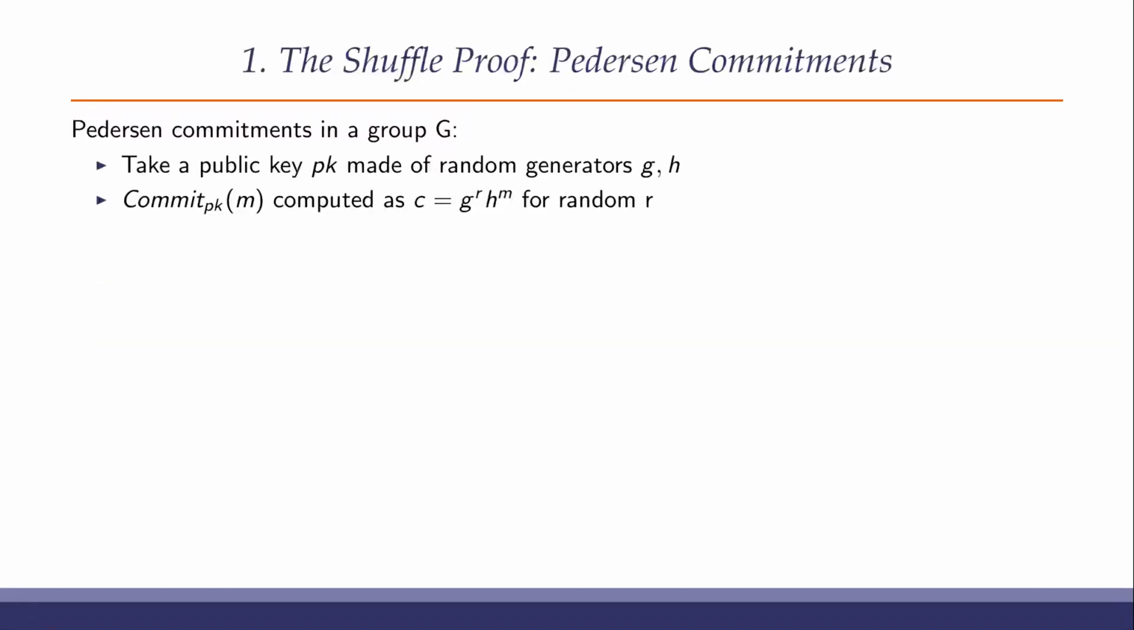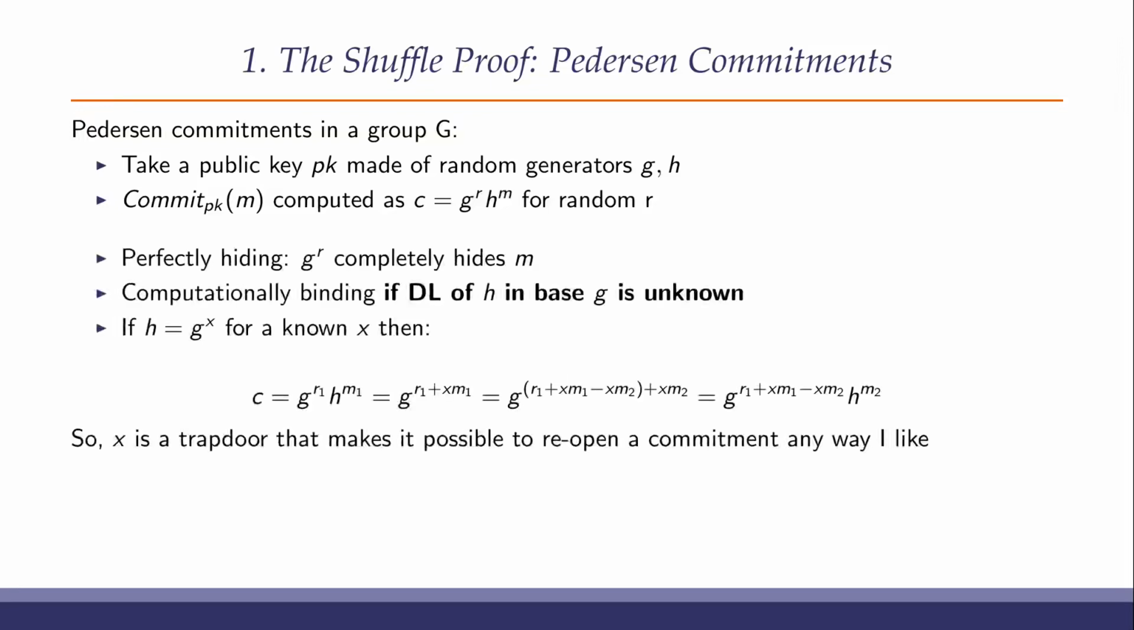Seitel and Swiss Post implemented this commitment scheme using Pedersen commitments, and these are probably already familiar to you, but we'll just review them now. You take a public key made of 2 random generators, G and H, and a commitment simply consists of generating some random value R and computing G to the power of R times H to the power of the message you want to commit to. This is perfectly hiding, and you can easily see that it's computationally binding, assuming that it's hard to compute the discrete log of H in base G.